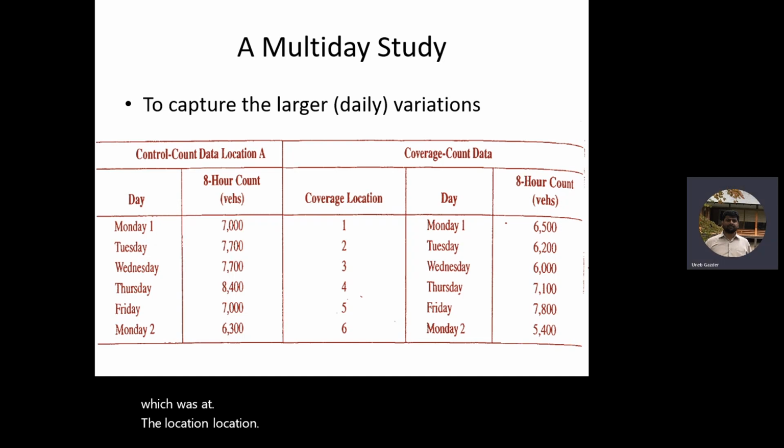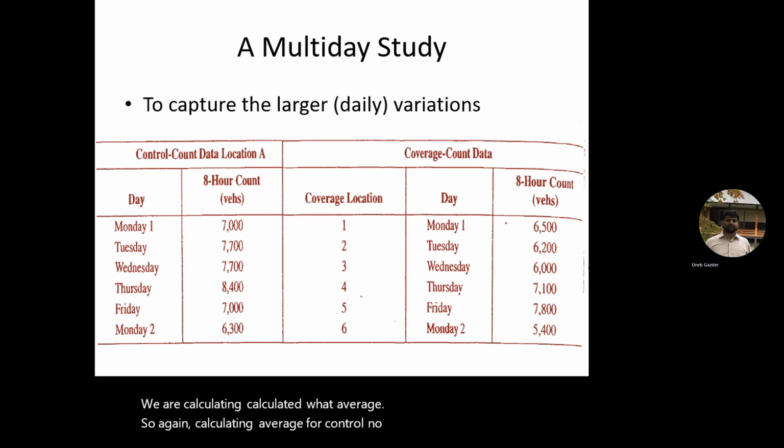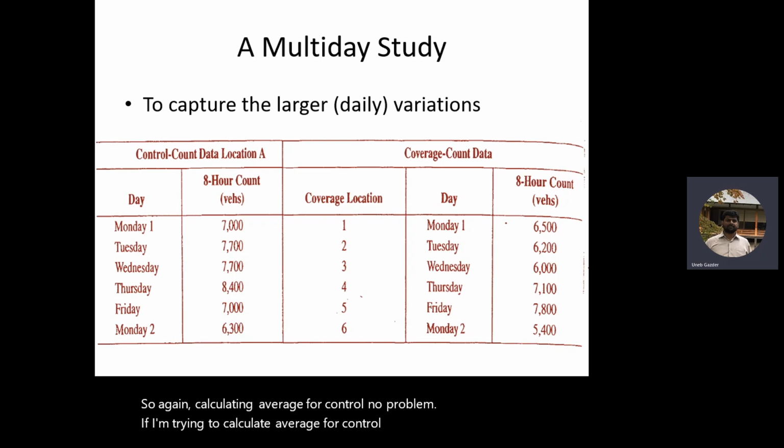Okay, now here the problem is different. We are trying to calculate what? Average. So again, calculating average for control, no problem. If I'm trying to calculate average for control count, there is no problem. Right? What about the coverage count? Can I calculate average for each location? No, because for each location I have one value.